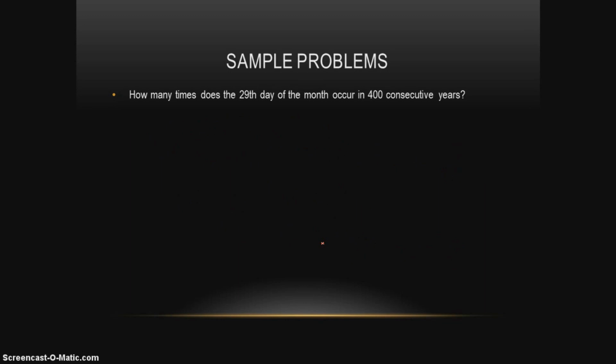Let's move to one more sample problem which I am not going to solve myself but leave for you to solve. That is, how many times the 29th day of month occurs in 400 consecutive years. And here I am not talking about first 400 years but any span of 400 consecutive years. So I'm just writing down the answer for this. It should come out to be 4497. Just solve it for yourself and try to see if you get the answer.